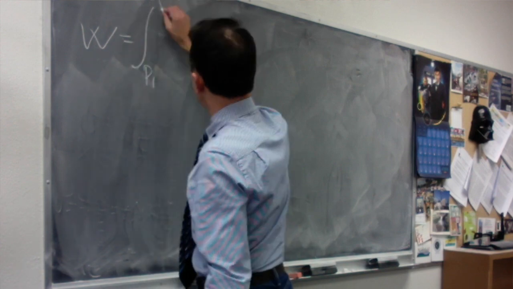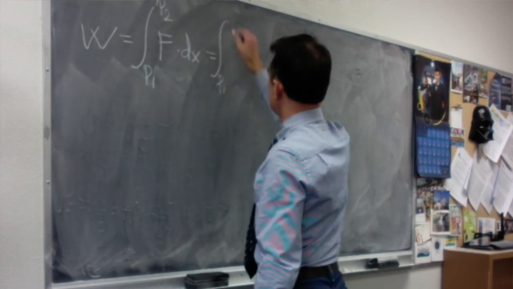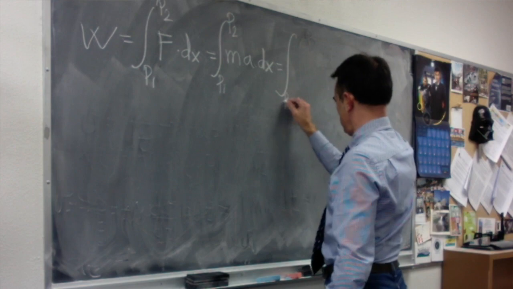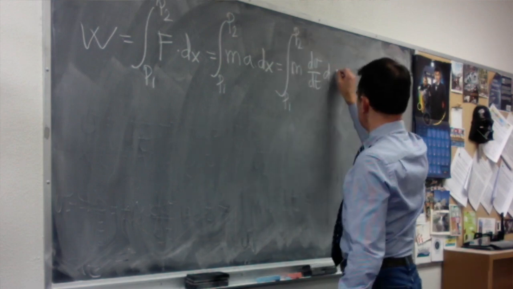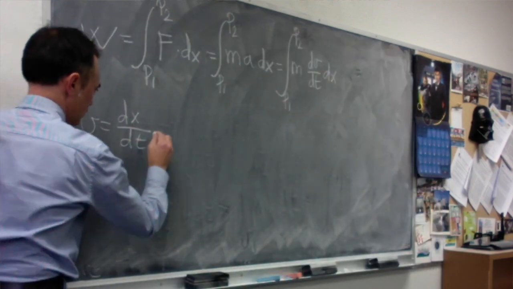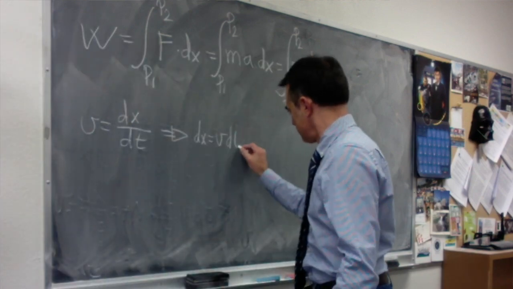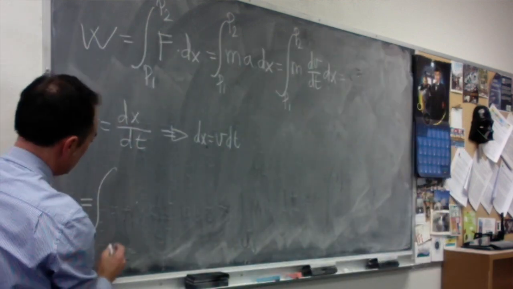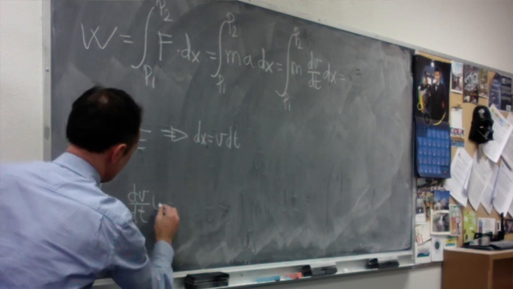Let's go back to the definition of work done by a particle that goes from point P1 to point P2. To calculate the work, we need to integrate from P1 to P2 the force times dx. For simplicity, I will work in just one dimension. Inside the integral, I can substitute the force by m times a, and a as the derivative of the velocity with respect to time. From the definition of the velocity as the derivative of x with respect to time, I can also substitute dx by v dt.